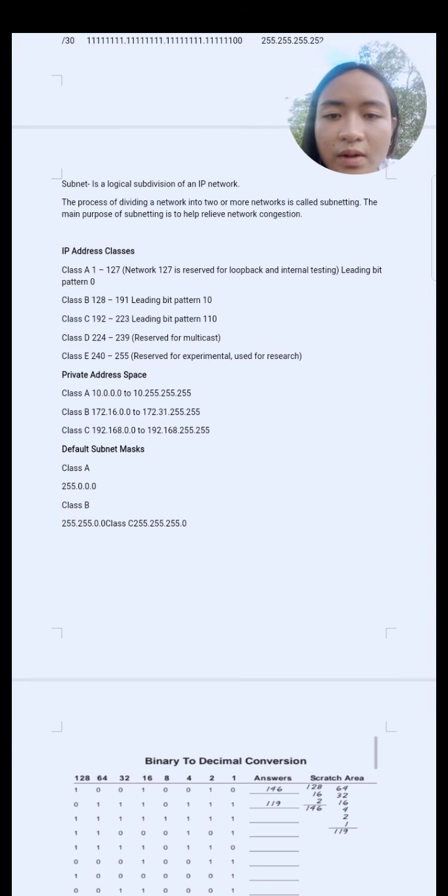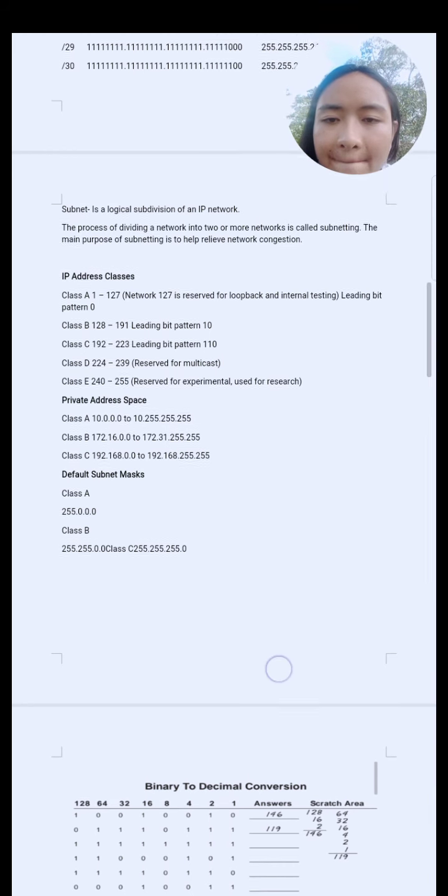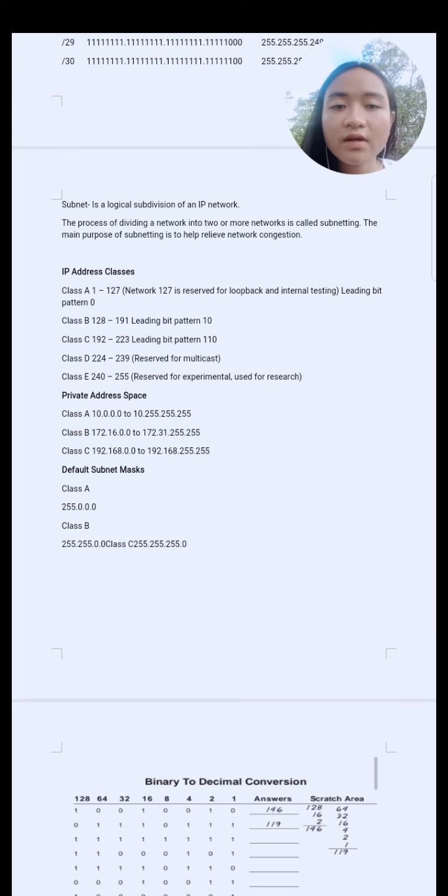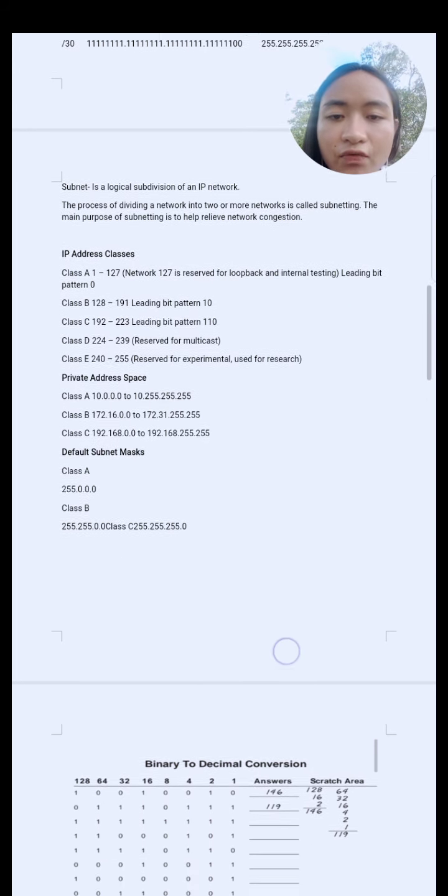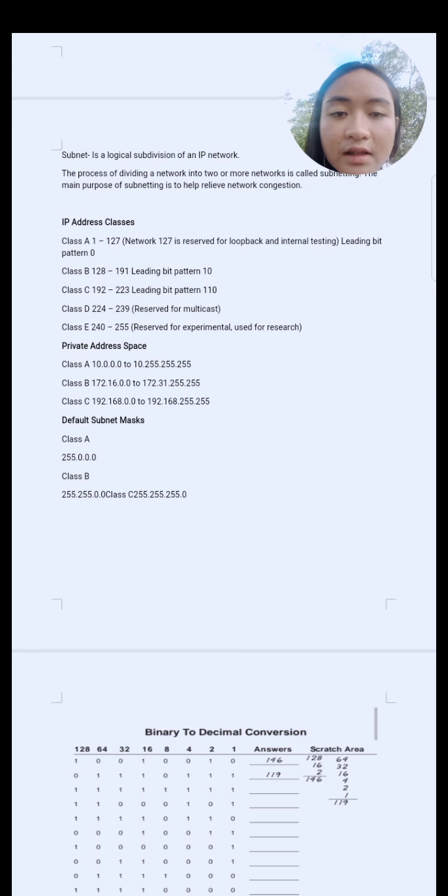So for class A, we have 1 to 127. Its network is reserved for loopback and internal testing, and the leading bit pattern is 0. And for class B, we have 128 to 191. So its leading bit pattern is 10.